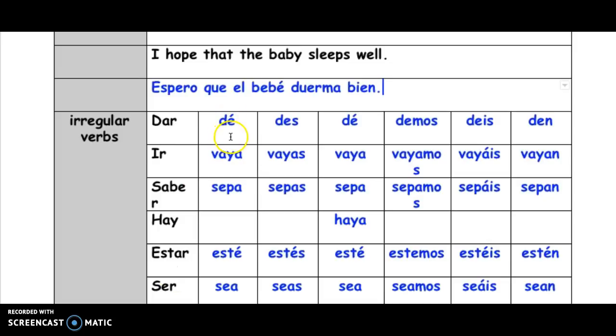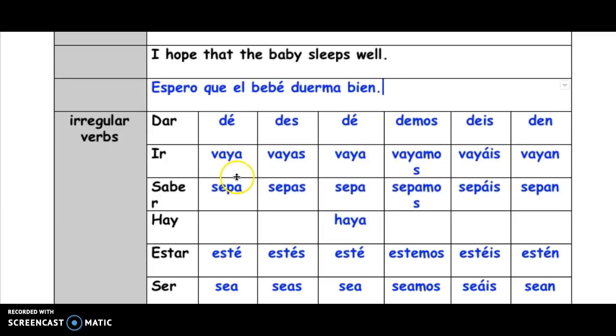So, dé has an accent on it, so you don't confuse it with de, meaning of or from. Dé, des, dé, demos, deis, den. We hope that profe gives us candy. Esperamos que profe nos dé dulces.